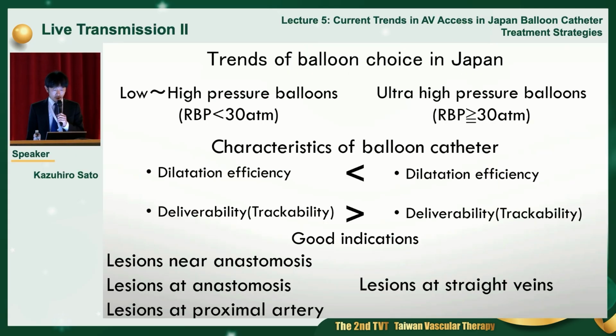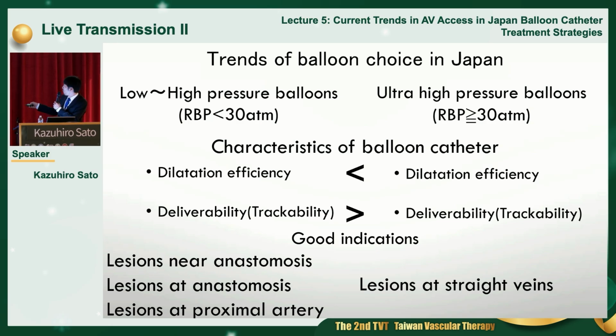So when we talk about the characteristics of the balloon, we usually talk about dilatation efficiency and deliverability. And we have two types of balloon, one is ultra high pressure balloons. Its dilatation efficiency is better than the others, but I think the deliverability is worse. And this is the situation in Japan: we can only use one balloon for one intervention.